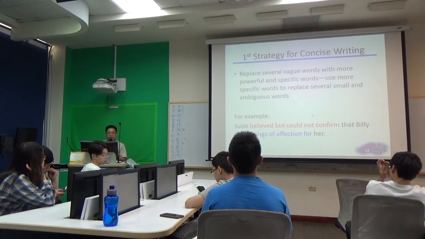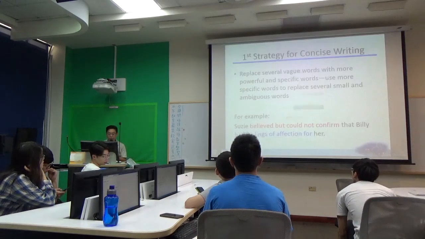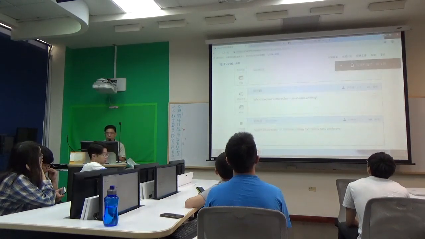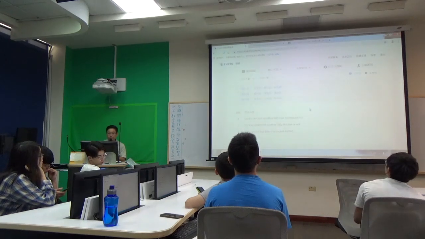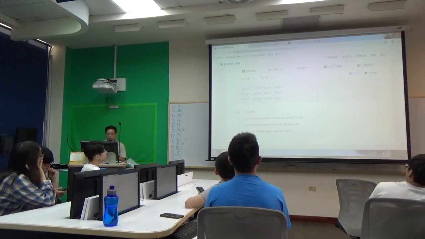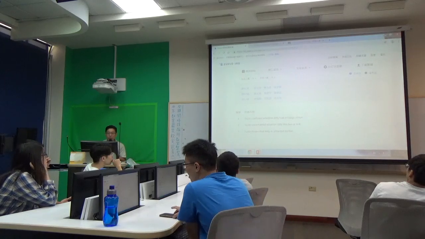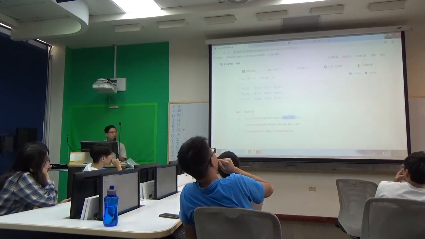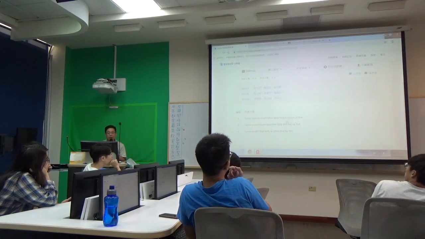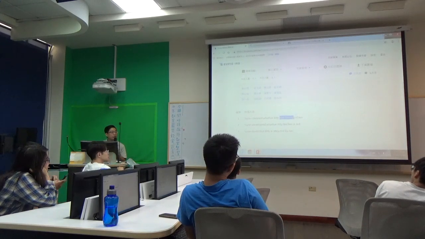So here, let me show you. You can look at your answer first before we start. So, Susie confused whether Billy had feels of her. Had feels, this is also not clear. Had feelings, there are many meanings. So, confused, if he has feelings.